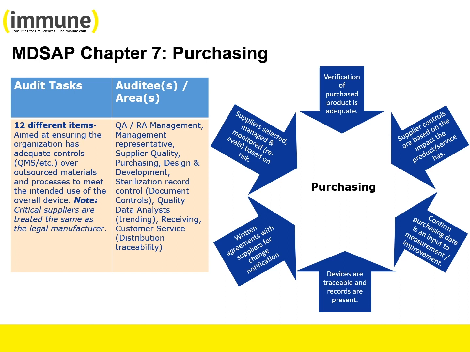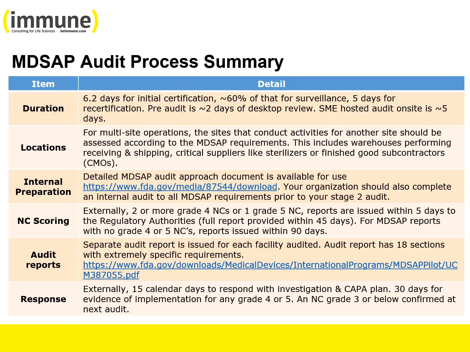Now let's discuss the MDSAP process summary. The typical duration of an audit is 6.2 days for initial certification, about 60% of that for a surveillance audit, and 5 days for recertification. A pre-audit or stage 1 audit is about 2 days of a desktop review. The secondary portion, or stage 2 audit, is about 5 days of SME-hosted on-site review.